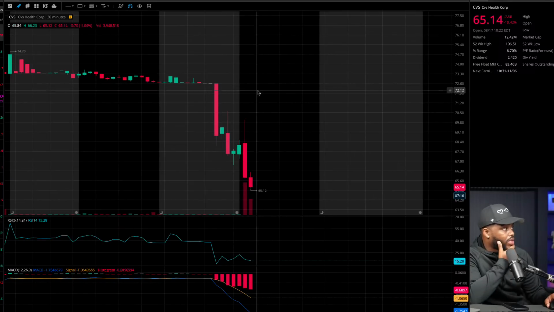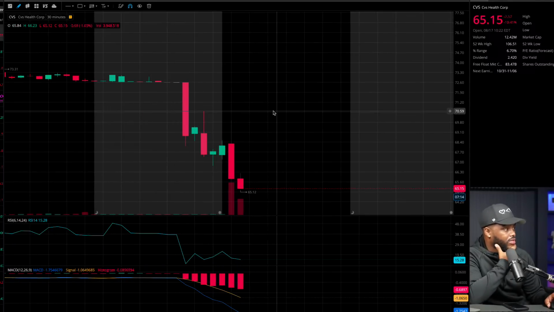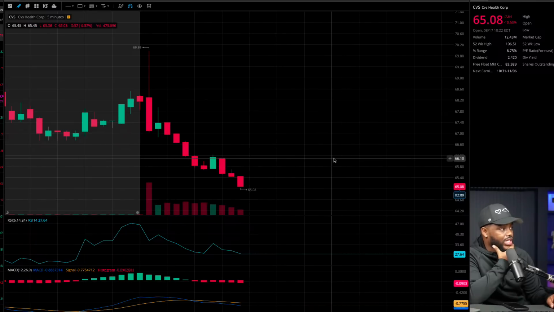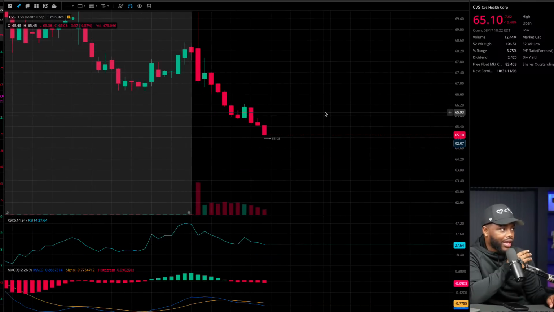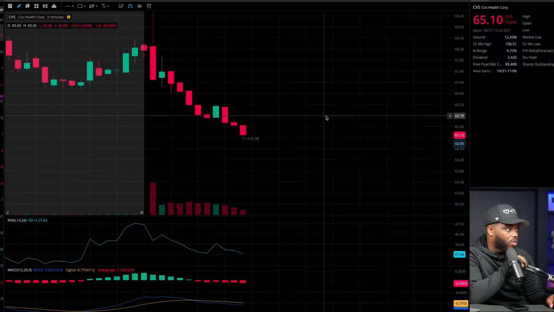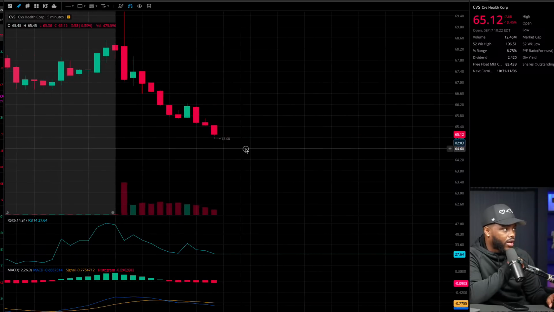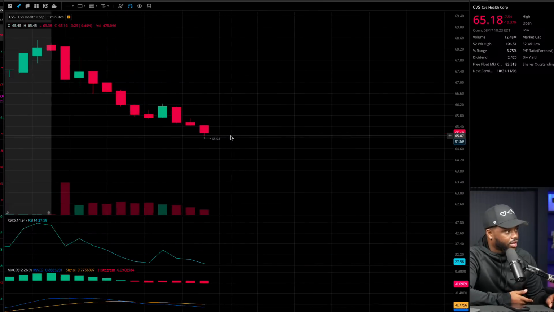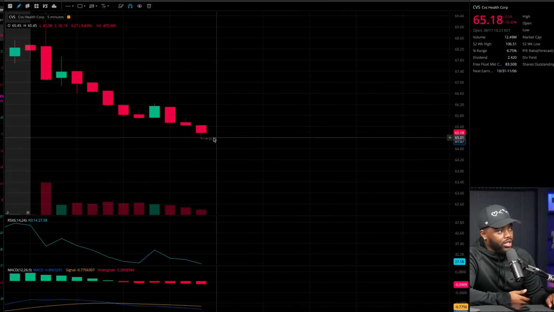Okay, so now with this 10% drop on CVS, let's put it on a 5-minute time frame. RSI is 27, so it's oversold, but it's not crazy, but it's oversold right now. It's about to hit a psychological level, like we said, of 65. So it should bottom a little bit at 65 before deciding its ultimate direction.